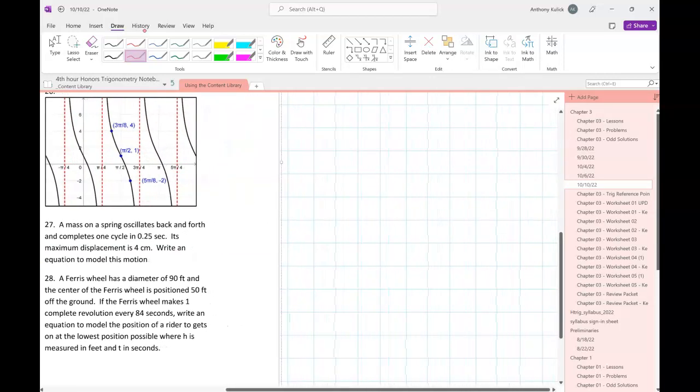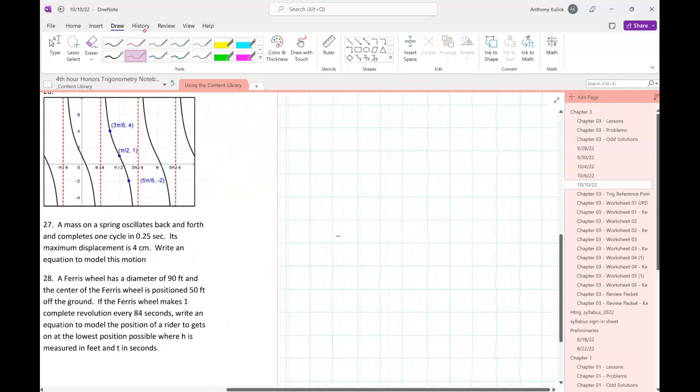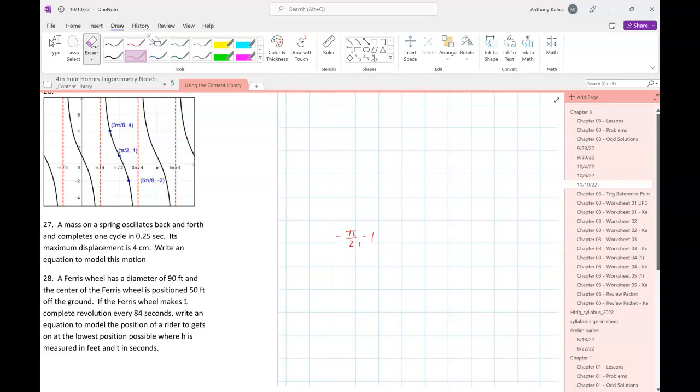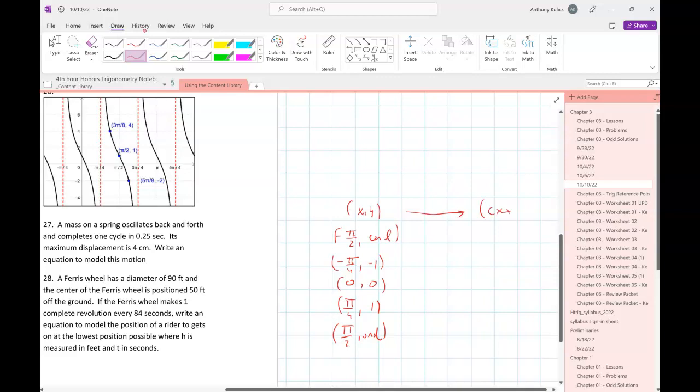So I will set up my map. I'm going from negative pi over 2, undefined, to negative pi over 4, negative 1, 0, 0, pi over 4, 1, and then pi over 2, undefined. So that's the points from my parent function. Again, I'm just getting that from the reference points list.